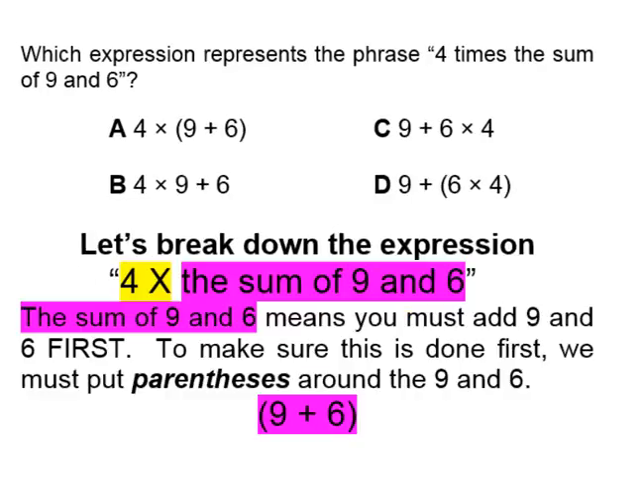The next part is the sum of 9 and 6. The sum of 9 and 6 means you must add 9 and 6 first. And in order to do that, we must put the 9 plus 6 in parentheses. We know that sum means addition. So in order to find the sum of 9 and 6, first we put 9 plus 6 in parentheses.